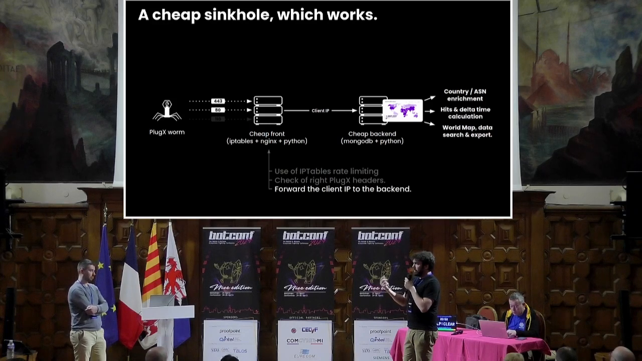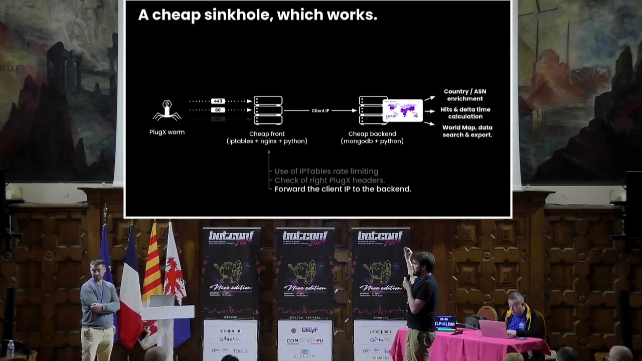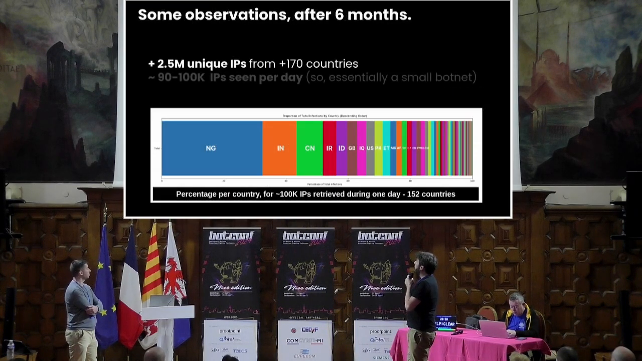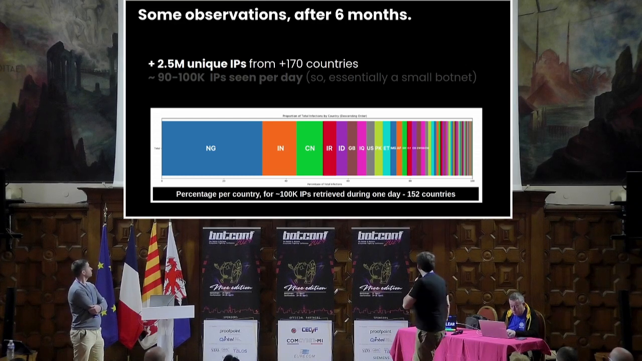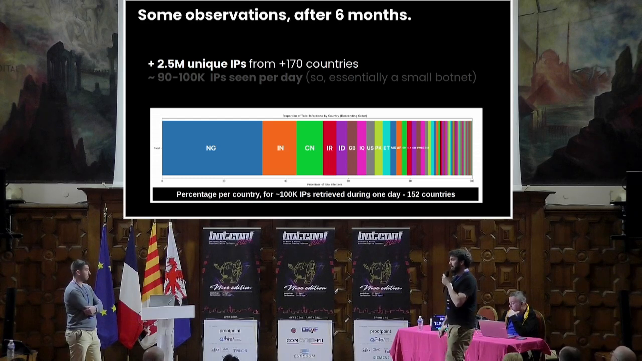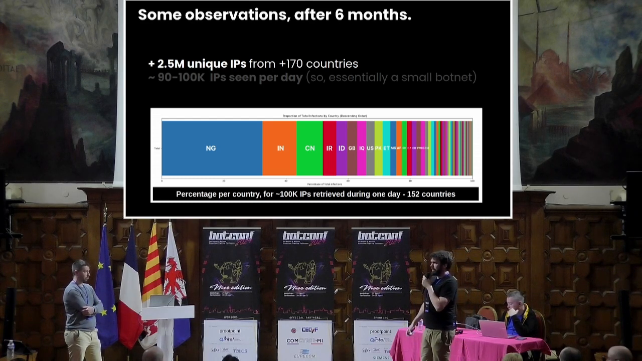We also saw many networks that have multiple infections in them, just because the proxy had the internal IP address, so you have many networks with a lot of infected workstations. So after 6 months, what did we see? We saw more than 2 million unique IP addresses from 170 countries. So it's a lot. We have almost all of the countries, except very small ones like the Vatican.